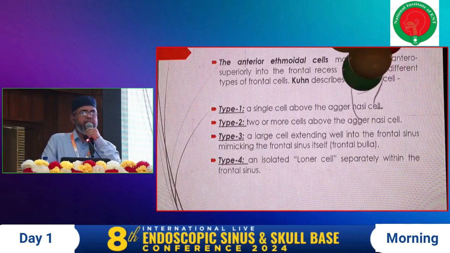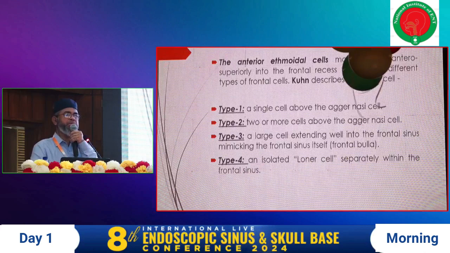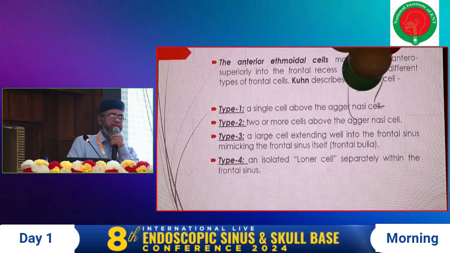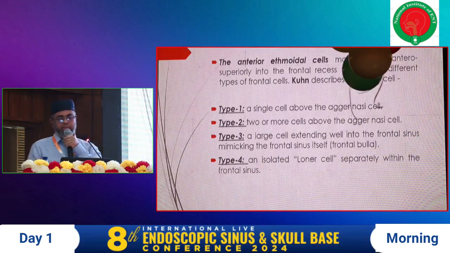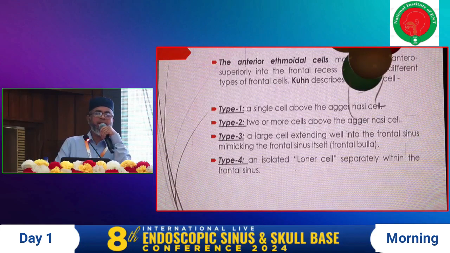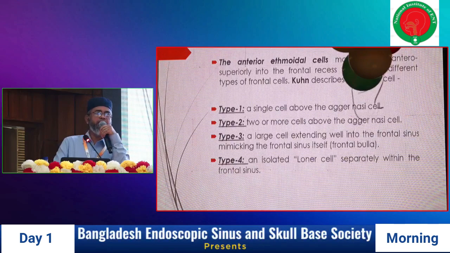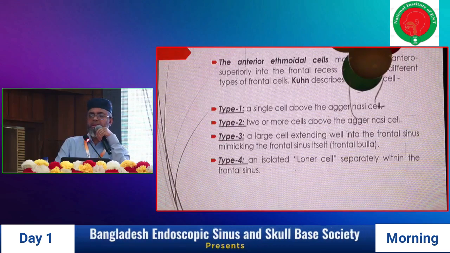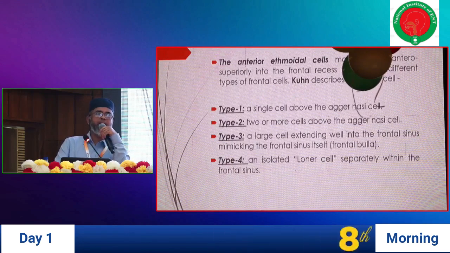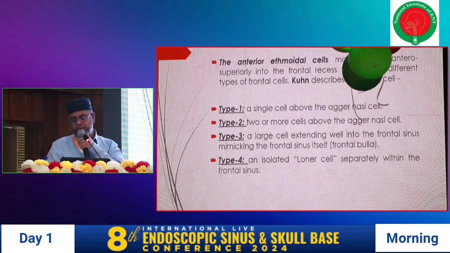The anterior ethmoidal cell may migrate anterosuperiorly into the frontal recess to produce different types of frontal cell. Kuhn describes 4 types of frontal cell. Type 1 cell, a single cell above the Agger nasi cell. Type 2 cell, 2 or more cells above the Agger nasi cell. Type 3 cell, a large cell extending well into the frontal sinus, mimicking the frontal sinus itself, sometimes called frontal bulla. Type 4, an isolated or lone cell separately within the frontal sinus.